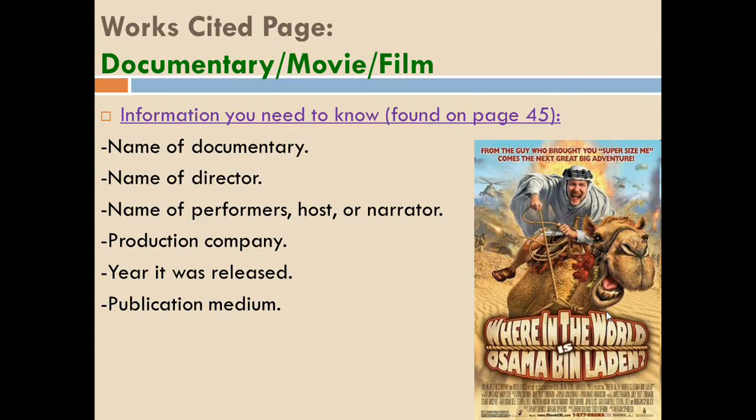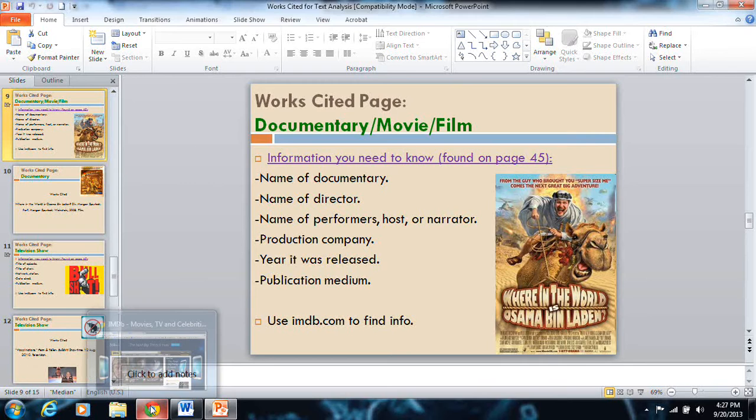Now, how do we find all this information? You might not have the DVD sitting right there. And if you don't, well, you're going to have to find it somehow. There's this lovely little website called imdb.com, which stands for Internet Movie Database. You can find every bit of information that you need on any documentary or movie or TV show on this website. So let's take a look at it.